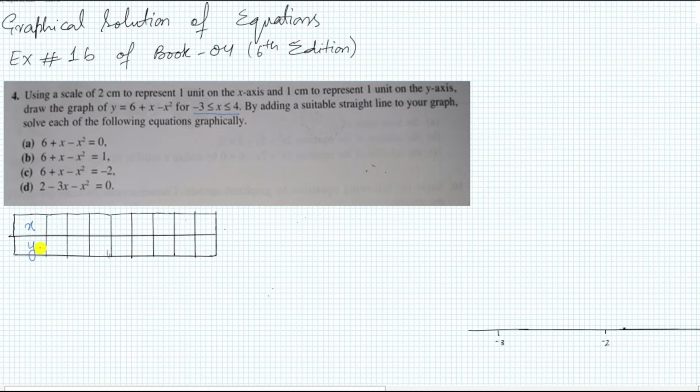Now, the x values start from minus 3, so the first value will be minus 3, then minus 2, because the x range starts from minus 3 and it will end on 4. Now one by one we will substitute these values of x in the given function, which is y is equal to 6 plus x minus x square, and we will get the values of y. When we substitute minus 3 in this function, we will get minus 6.